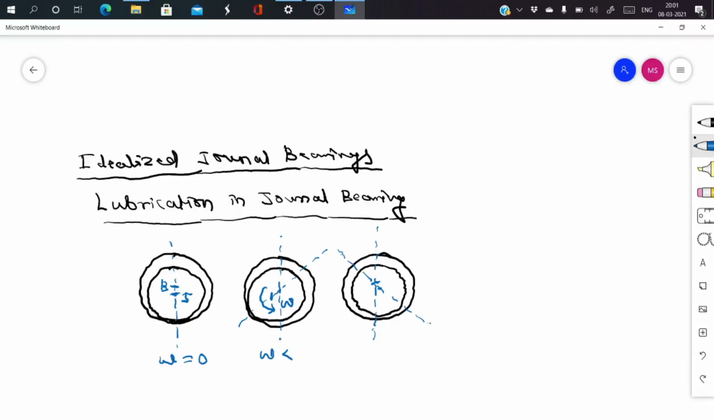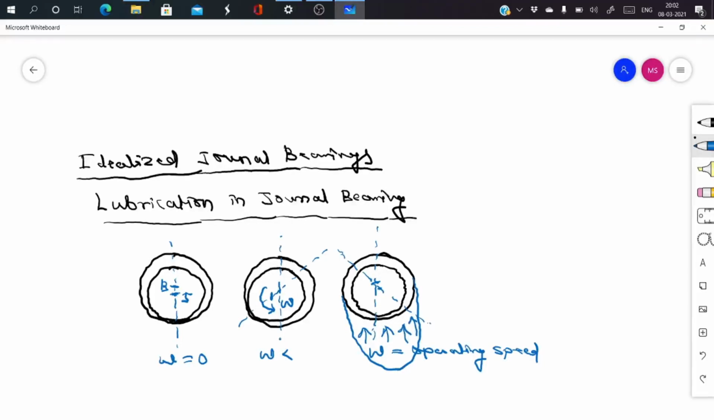The journal and the bearing will be completely separated, and you will have your operating speed. At operating speed the journal will lift up, it will not touch the bearing surface, and there will be pressure development. The pressure will look like this. This is the pressure profile that will develop at the operating speed.